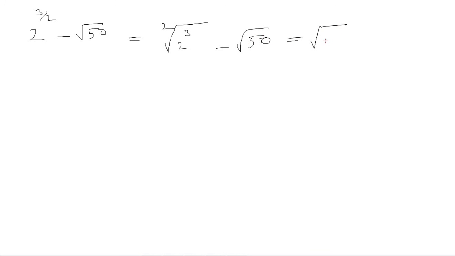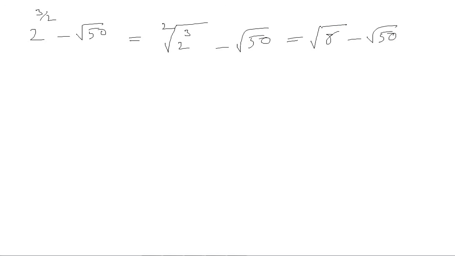2 to the power of 3 over 2 minus radical 50, and you want to simplify this. Okay, first you need to write this as a radical expression using radical notation. This is radical index 2 of 2 to the power of 3 minus radical 50. So this is radical 8 minus radical 50.